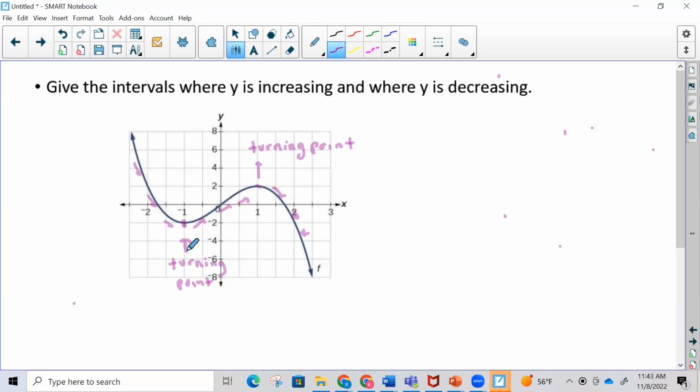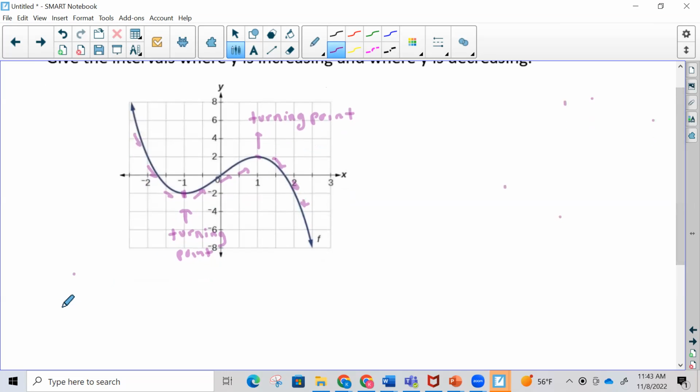So when we describe a graph, we always give it in terms of the x values. What we're looking at is really where the y values are increasing or decreasing, or f is increasing or decreasing. So here, the y values are going down. But when we describe it, we say where it's happening. And so we give the x values. And in this class, we will mostly use interval notation.